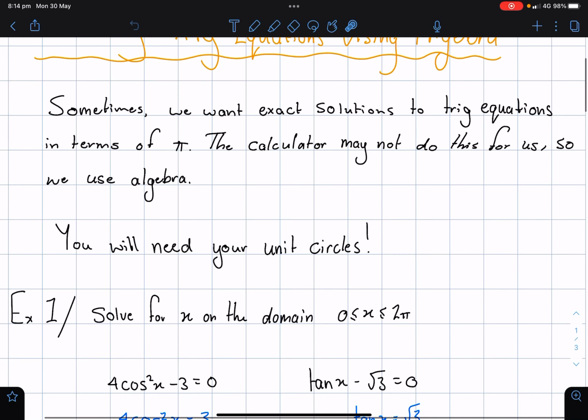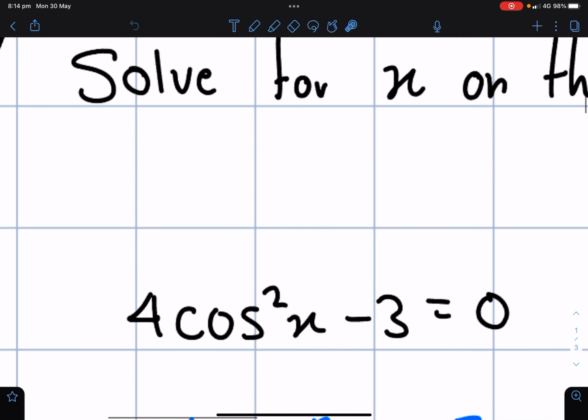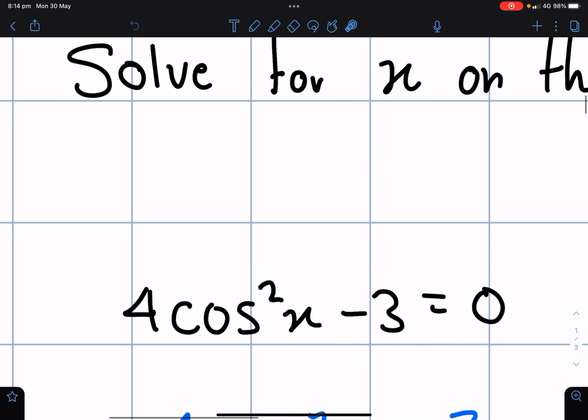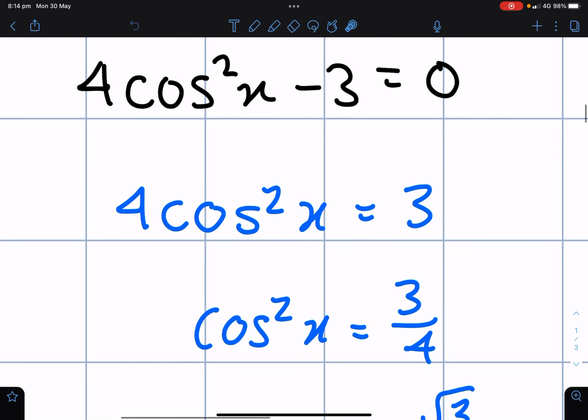So solve for x on the domain 0 is less than or equal to x, which is less than or equal to 2 pi. We are going to focus on this equation first: 4 cosine squared x take 3 equals 0. Now we're wanting to solve for x. Just like any other equation, we're going to be rearranging to make x the subject. So add 3 to both sides. We get 4 cos squared x equals 3. Divide by 4: cosine squared x equals 3/4.